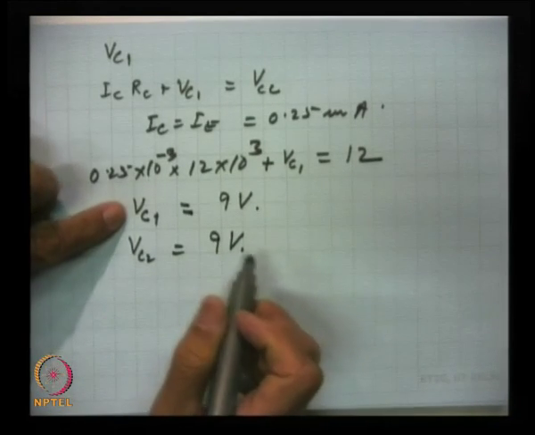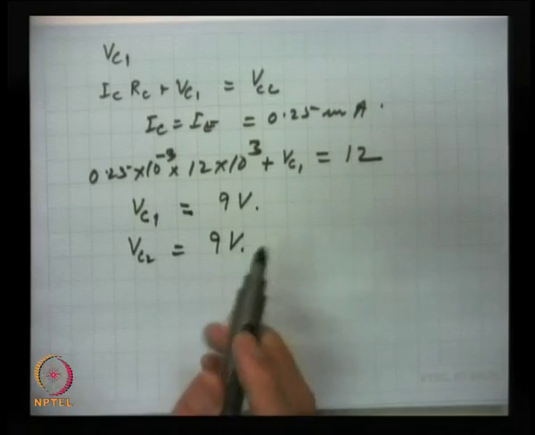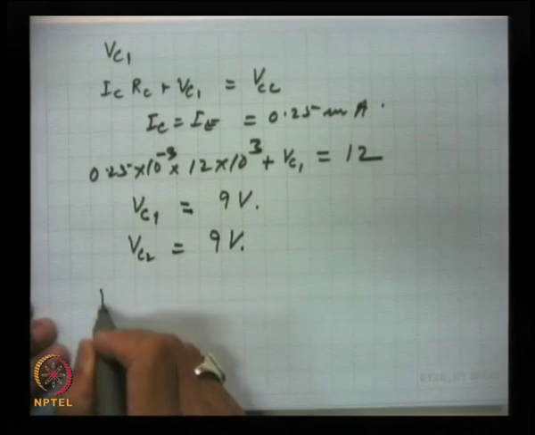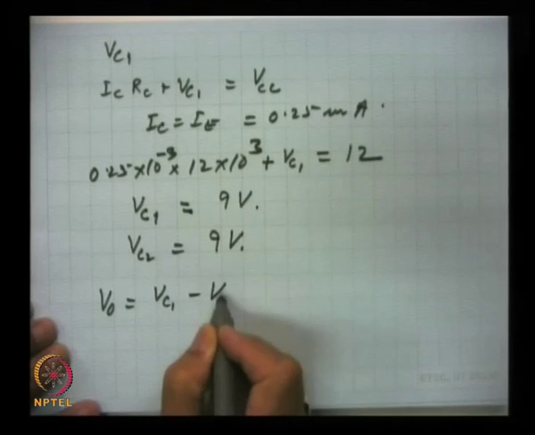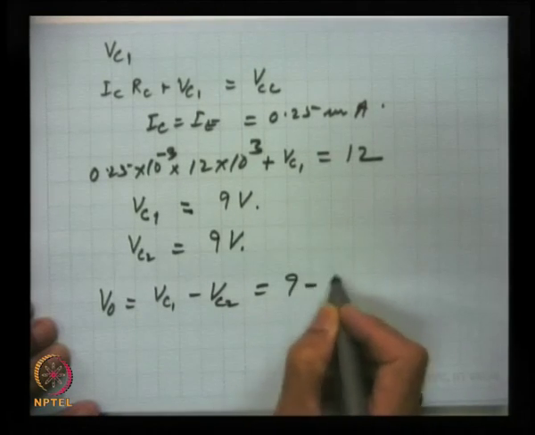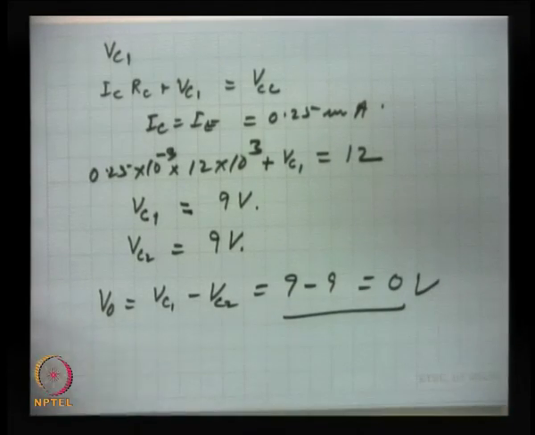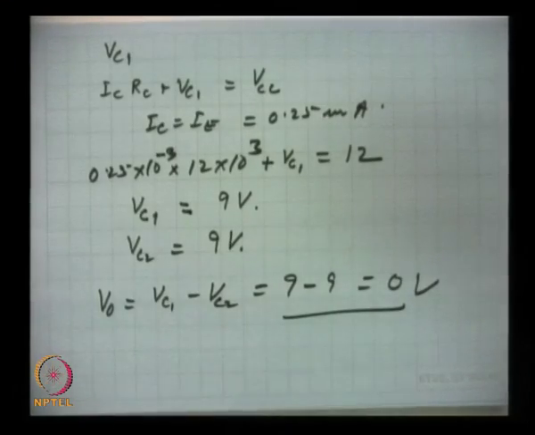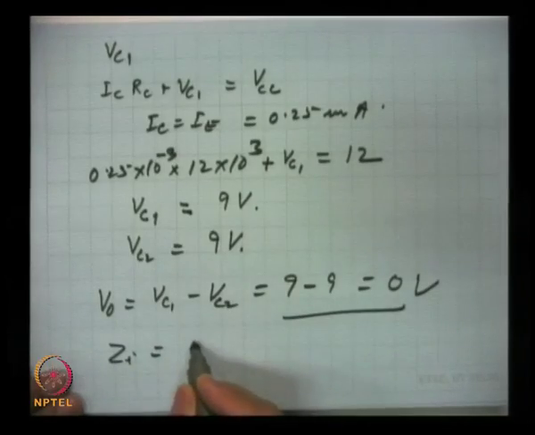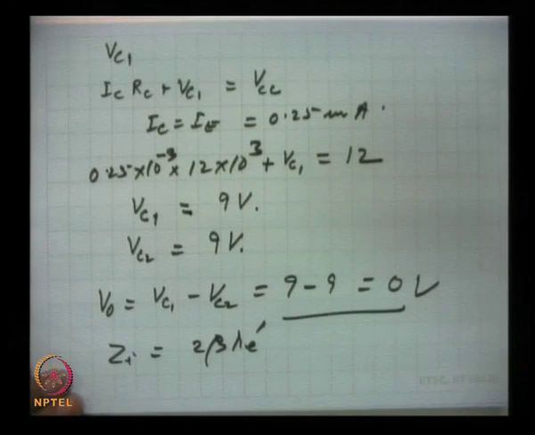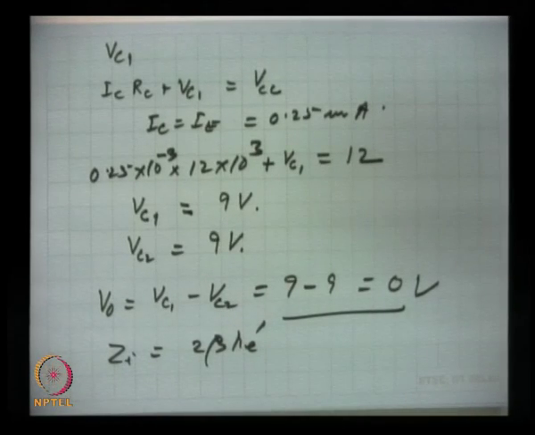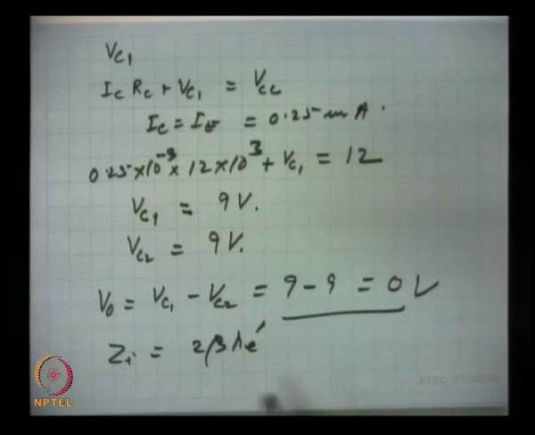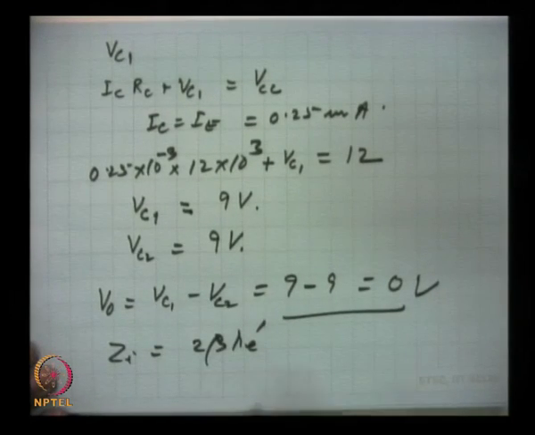So, this is the potential with respect to ground, and between the two, V out is Vc1 minus Vc2, and both are 9 volts, so it is 0. As we expect, for no signals or same signals, the output will be 0. We can also find out the input impedance. Zi is 2 beta Re prime, and if we take beta as 100, Re prime we can calculate once we know IE. So, we can find out the value of this input impedance.